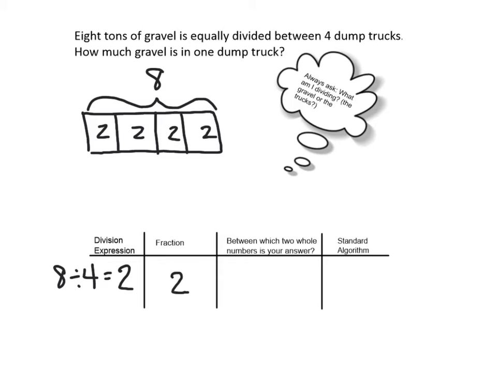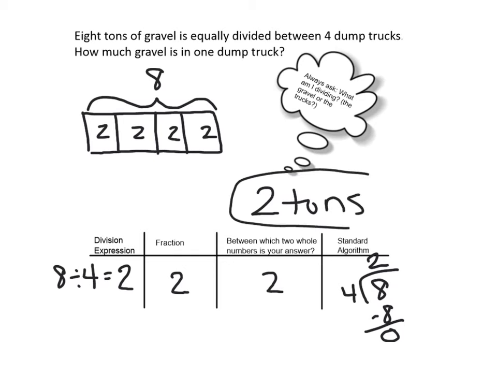The fraction is 2. Which number, between which 2 whole numbers is your answer? Well, our answer is 2, so it's not really between 2 whole numbers. And the standard algorithm is 8 divided by 4, and 4 goes into 8 2 times. 2 times 4 is 8. So the answer, how much gravel is in 1 dump truck, 2 tons are found in 1 dump truck.